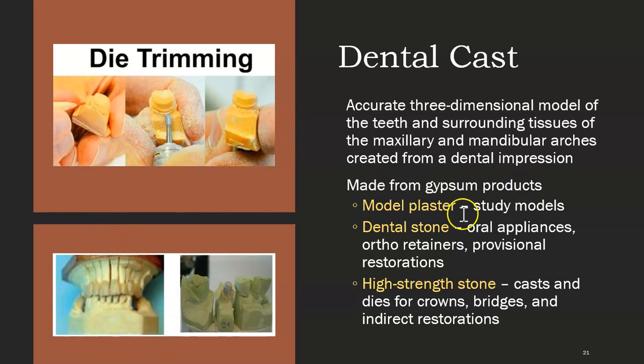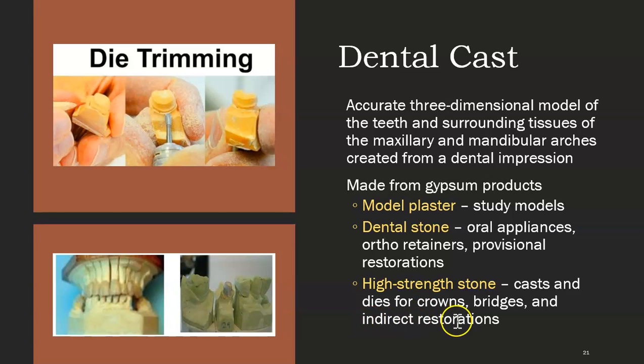And so gypsum products, when you pour it up, you're using gypsum products. You could be pouring it up with model plaster, and that's like a study model. This is what we use, the plaster stone. You could be using a dental stone, which is a little stronger, and then you could be using the high strength stone, which you need for cast and dies for crowns, bridges, and indirect restorations.